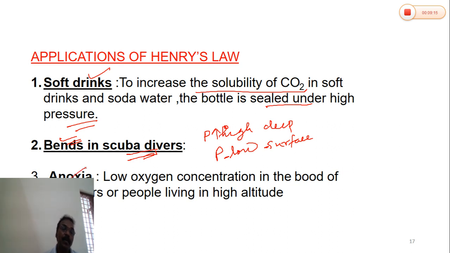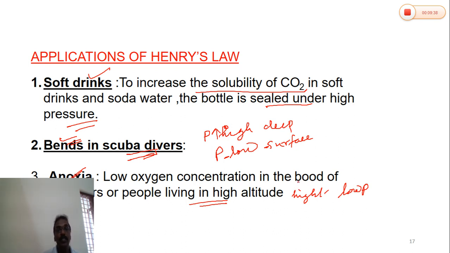Then another one is anoxia. Anoxia is seen in people living at high altitude, in mountainous regions. It is a medical condition. At a height, pressure is low. Due to low pressure, the solubility of oxygen in the blood is low.